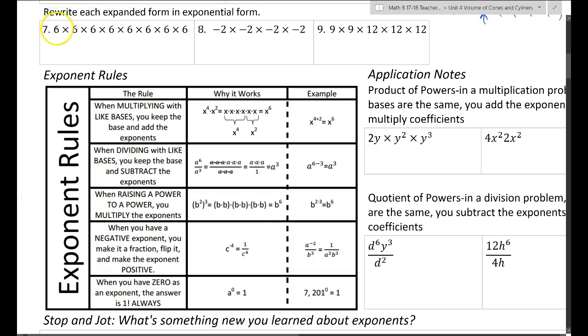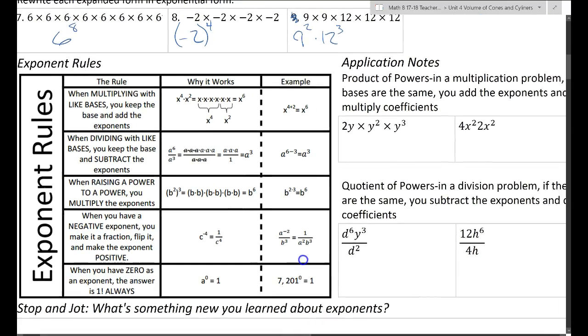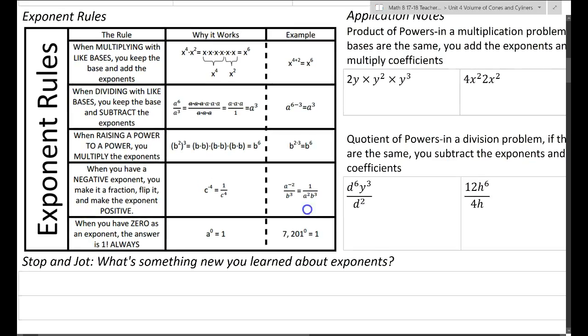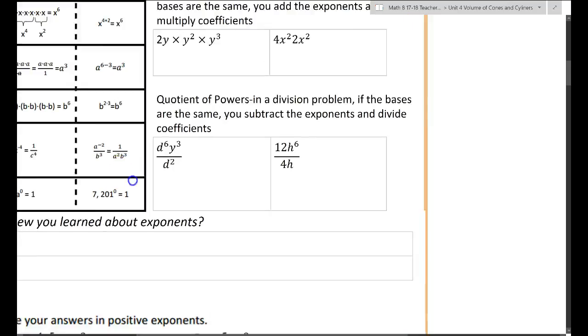All right, so here you would have seen 1, 2, 3, 4, 5, 6, 7, 8. So I get 6 to the 8th power. Here I get negative 2. The negatives went with it, so they stay in the parentheses, to the 4th power. And here I have 2 9s, so I say 9 squared times 12 to the 3rd power. So don't let this confuse you. They need to be the same base. All right, exponent rules. Go ahead and read through the exponent rules. Pause the video, read those, and we'll meet over in the application notes.